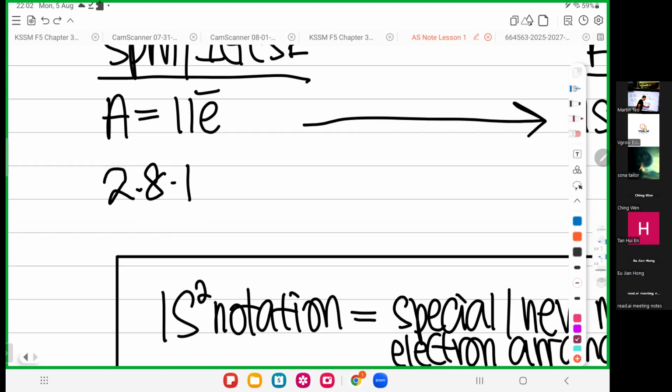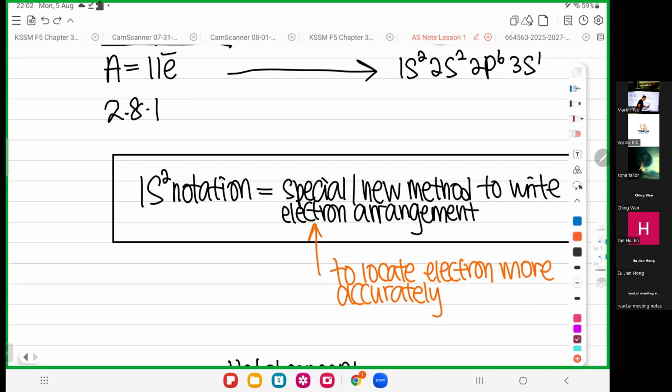But now when you have 1s2 notation, you will know I am now in the second floor of the shopping center, and in which section of the shopping center. So you can find me more easily. This is the reason why we learn 1s2 notation.